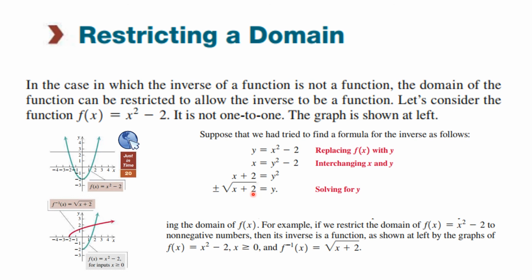But if I insist that the domain is x is bigger than 0, you see, if I were only talking about this part of the function, and that's the blue part down here, then it would be one-to-one, and I would have this being the inverse. And so you see, that would tell me that I would have to take the positive branch. So what happens is here, if I restrict it to being x greater than or equal to 0, then the inverse is going to be the square root of x plus 2.